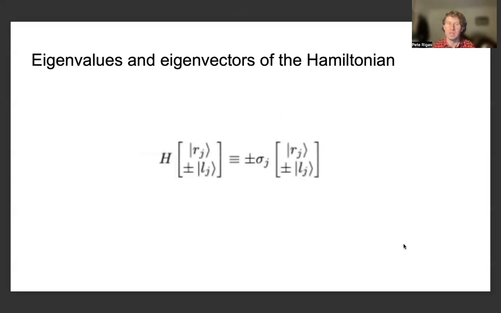And we also can characterize the eigenvalues and eigenvectors of the Hamiltonian. So this Hamiltonian lives in Hilbert space. So we can form an eigenvalue system, in fact, which consists of two equations, namely the first entry of the vector that the Hamiltonian acts upon is the right eigenvector, and the second entry is plus or minus the left eigenvector. And this Hamiltonian acting on these two states is equivalent to plus or minus sigma j, the eigenvalue, times the same vector, which is given by the right eigenvector and plus or minus the left eigenvector.